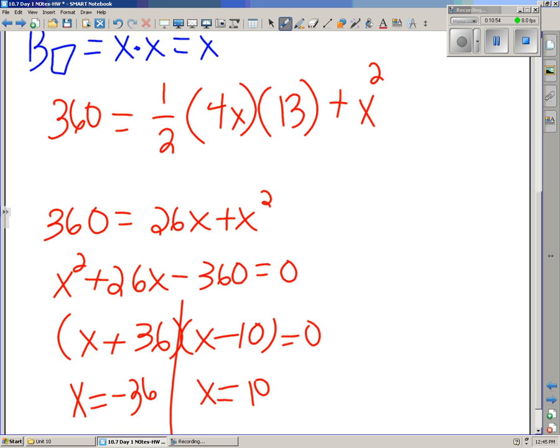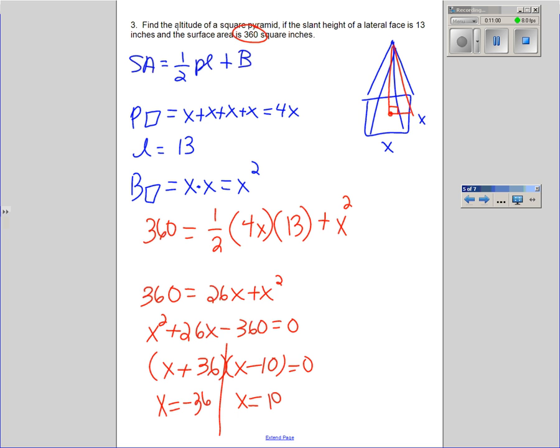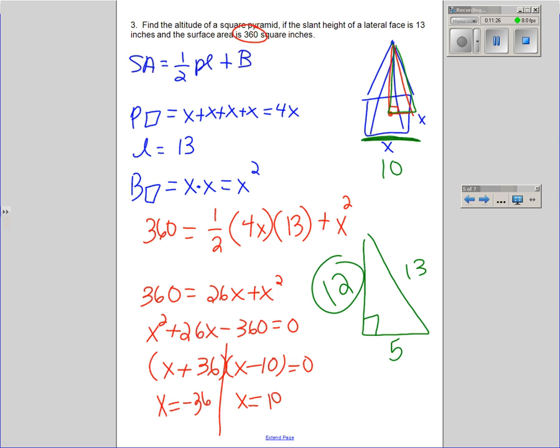We're going to keep the 10, but what it wants us to do, and now I'm going to go back up to the whole picture, it wants you to find the altitude of the square pyramid. So if I pull out this triangle that we started to create over here, we know the slant height was 13. Remember, the entire length of a side is x. If this whole thing is 10, then half of it is 5. So the altitude that we're looking for is another Pythagorean triple. If you're not sure what the triple is, you need to do a squared plus b squared equals c squared. But it turns out that the altitude is going to be 12 inches. And that's it.